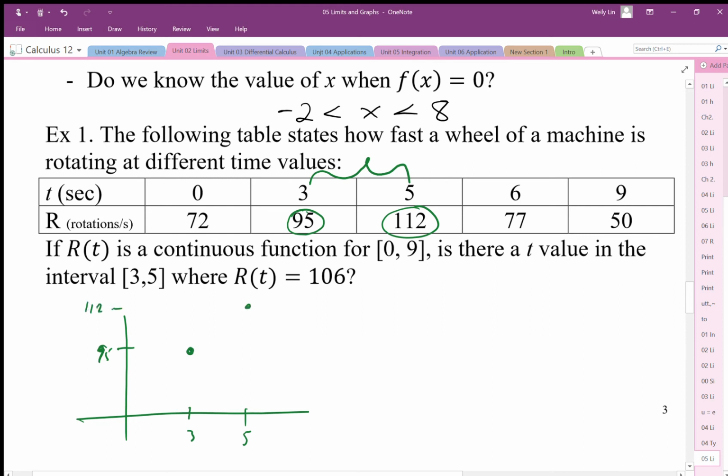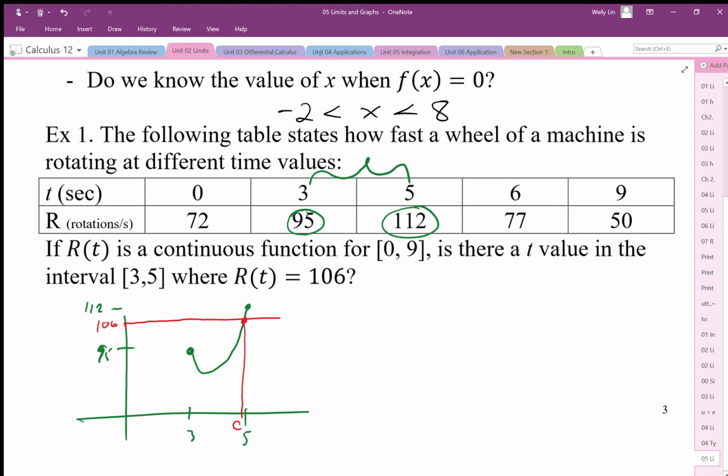I don't know what's going on in between. We just know it's continuous. It could be like this. It could go down and come back up. We don't know. It can just go straight across. But regardless, any way we draw this, we know that 106 must occur somewhere in that interval. In this case, 106 is very close to the endpoint, but we know that it is in between those two endpoints.